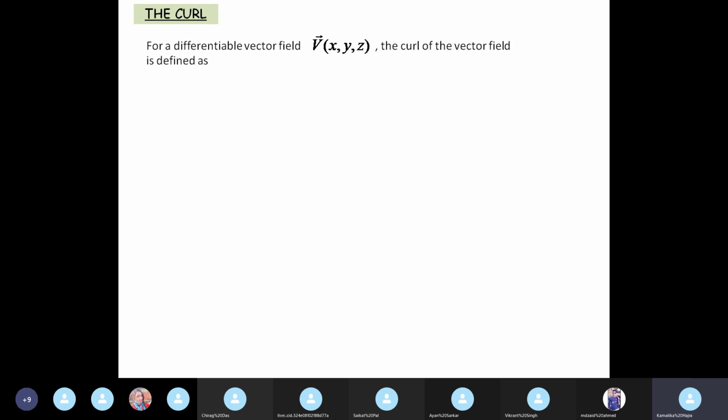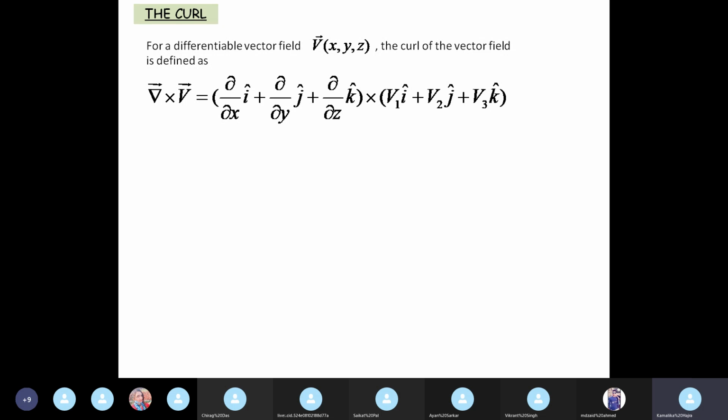So if we have a differentiable vector field, then the curl is defined like this. You simply take the cross product of the del operator with the v vector. You know the formula of the cross product: the first row of the determinant is i, j, k, the second row is the partial derivatives del x, del y, del z, and the third row is v1, v2, v3.